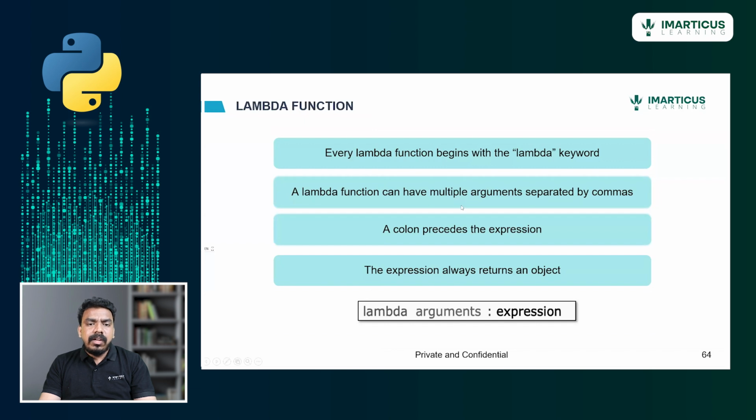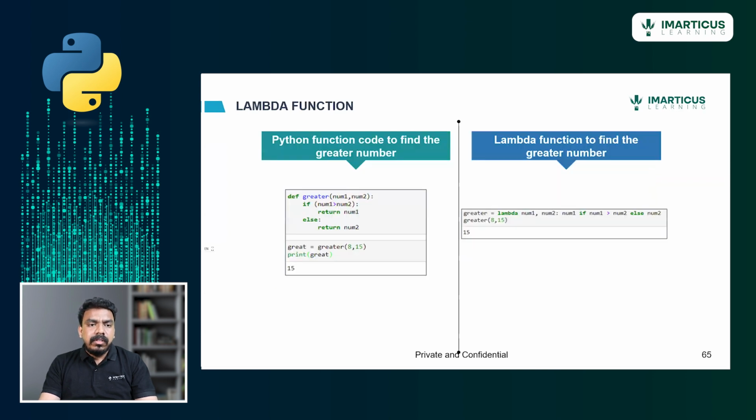A lambda function can have multiple arguments, separated by commas. A colon represents the expression in a lambda function. The expression always returns the object. So here are the examples that we have provided with actual functions as well as lambda functions. Can you see? If you want to write the actual function, we are utilizing 4 to 5 different lines of code. But in the lambda function, we are able to write all the information in a single line, right?